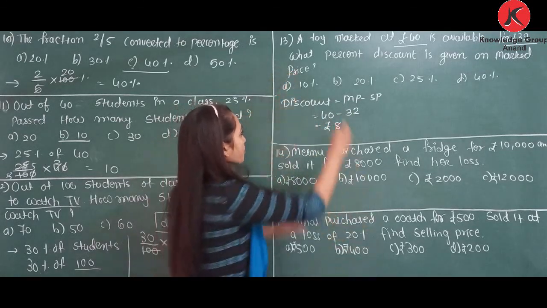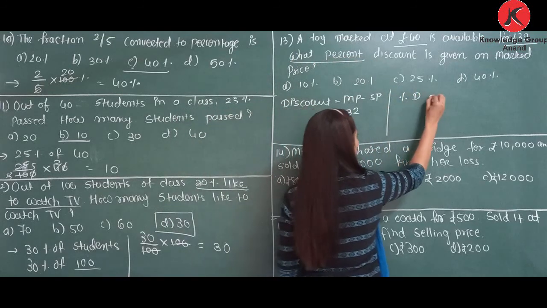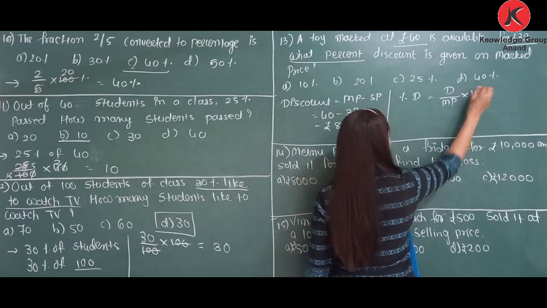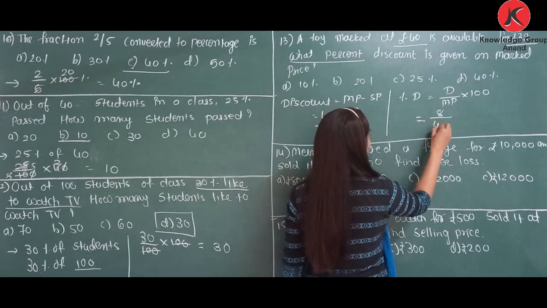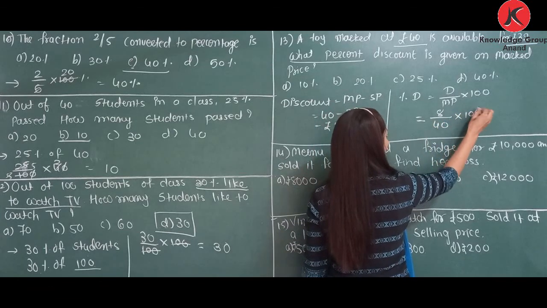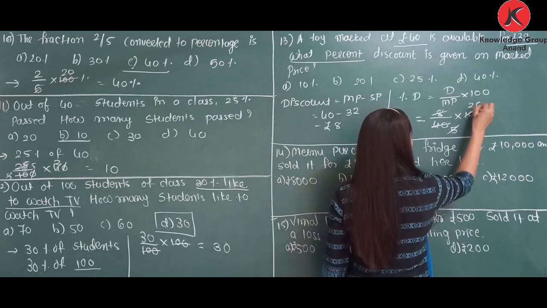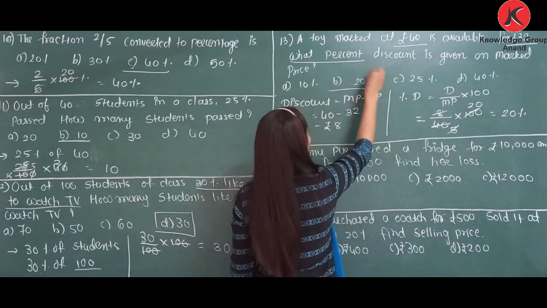Now we have to find the percentage discount. So what is our equation? Percentage discount is equal to discount divided by marked price into 100. So discount is 8, marked price is 40, multiply 100. So 20% will be our discount.